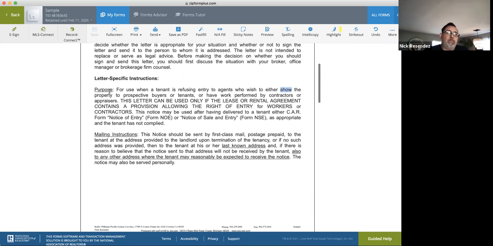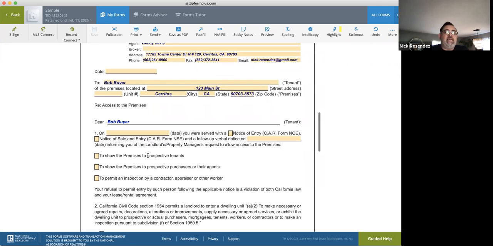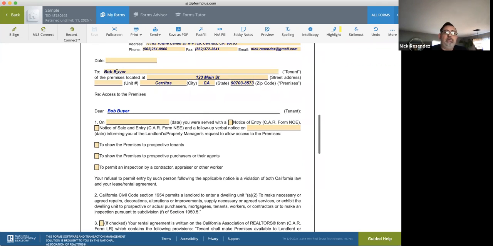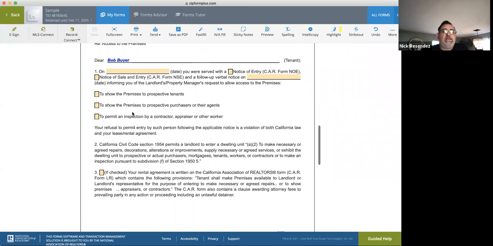Not all of them are going to have the purpose, but most of them do. And when I scroll down, here is the letter. It says date, to, who is it to? That's going to be the tenant. Then we have the address, and then it's going to state here what happened. So, on this date, we gave you a notice of entry form, and we followed up with a notice of sale and entry form, and we wanted to show the property to prospective purchasers. We would check that box, okay, for instance.